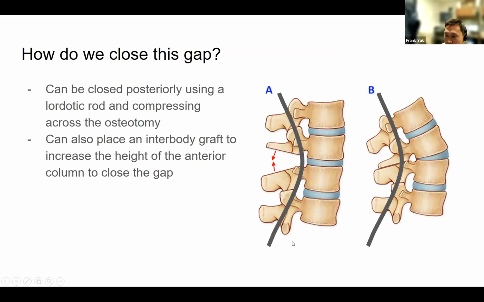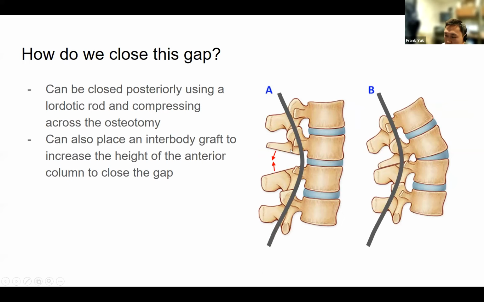And so how do we close this gap? And so this gap can be closed posteriorly, usually using a lordotic rod and then compressing across the osteotomy, shown here in this diagram. So you can place the curved rod or lordotic rod and then close the gap using a compressor or just by cantilevering.